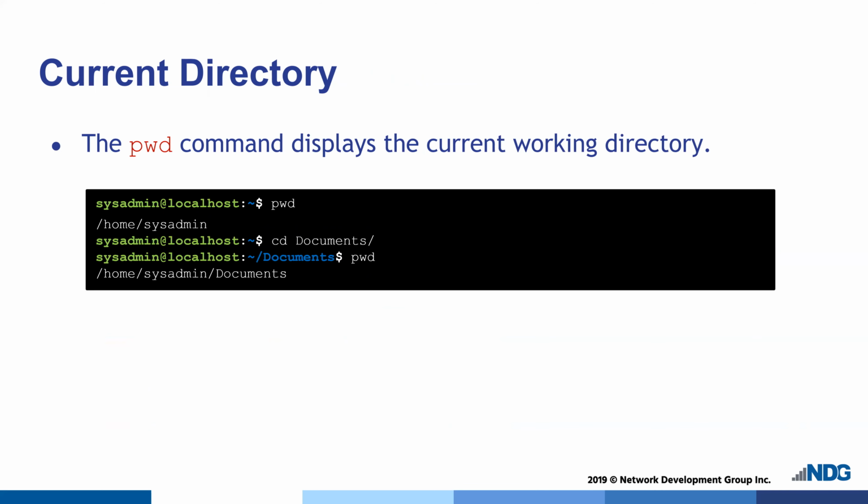Another command to use is the pwd command, and this is going to display the current working directory. What directory are you in? And that's known as the print working directory.